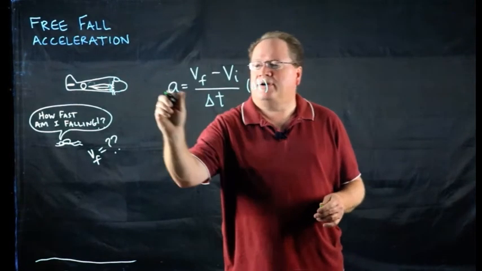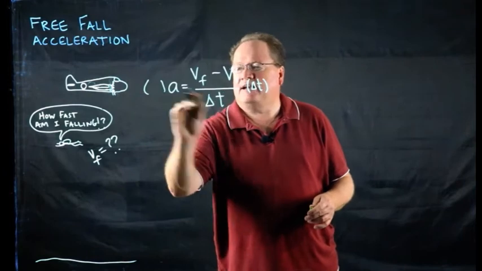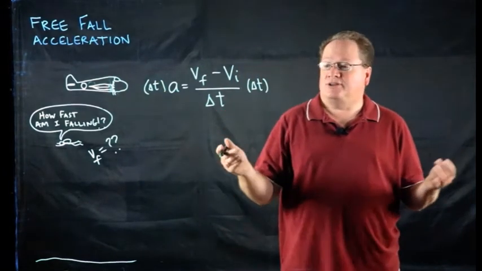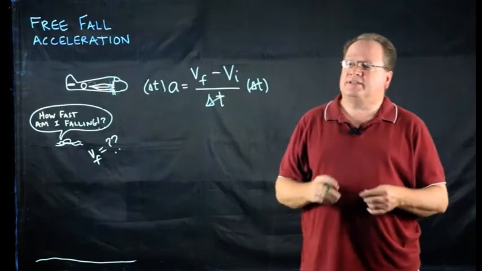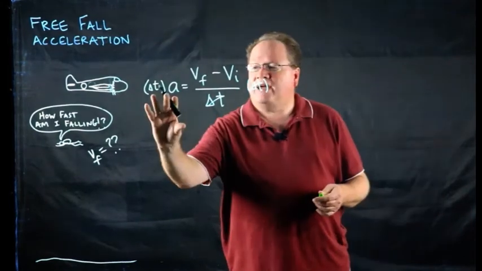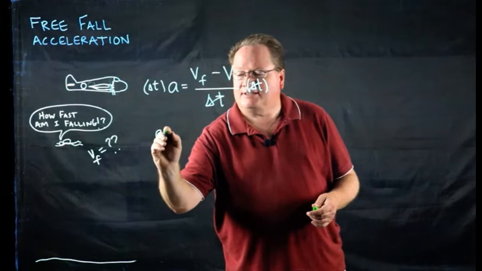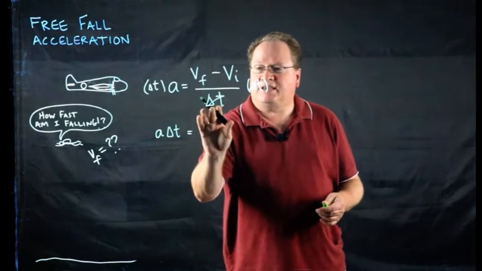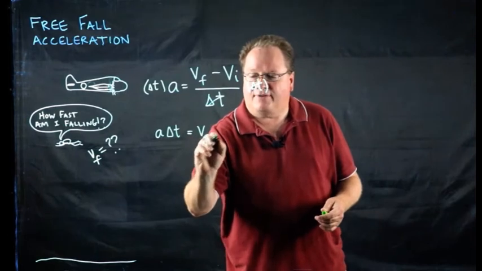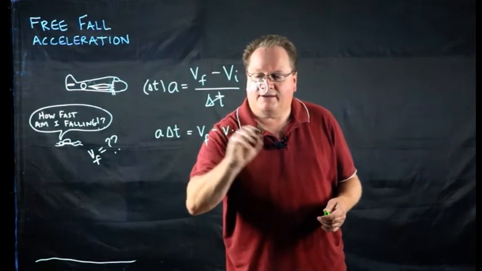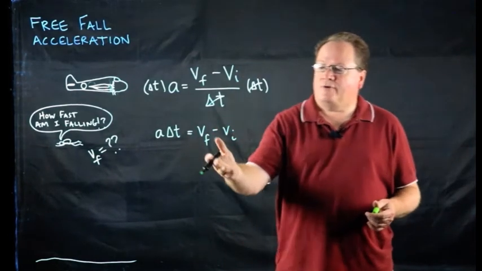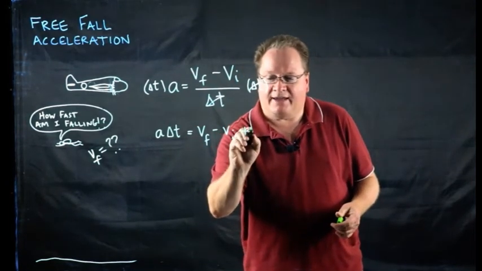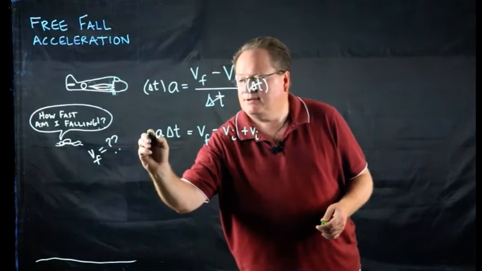So I want to get rid of that. At least I want to get it out of the denominator here, because I make mistakes when I use fractions. So I get rid of the fractions as quickly as I can. If I rewrite this equation, I get a delta t on the left. And the t is now gone, so I have VF minus VI. Okay? And if we want to solve for VF, we just add VI to both sides.